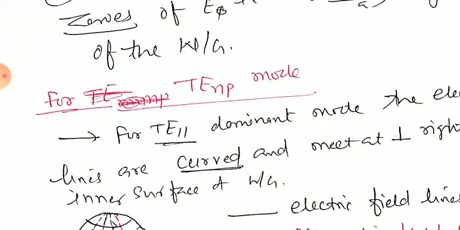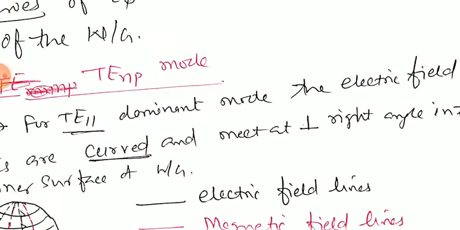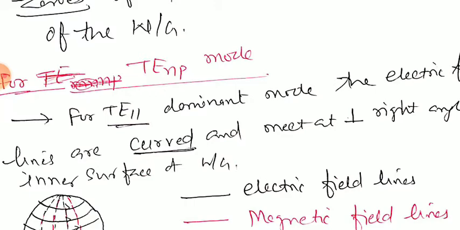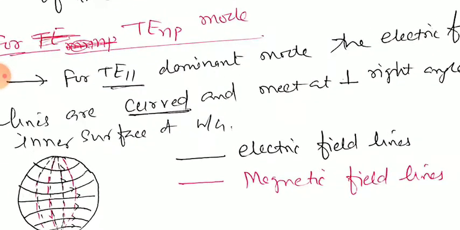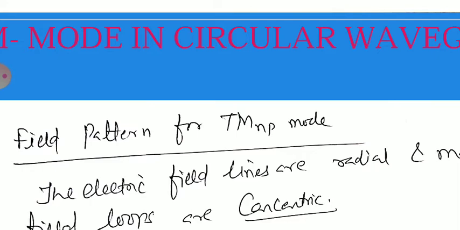So for the TEnp mode, the TE11 dominant mode has electric field lines that are curved and meet the inner surface of the waveguide at a perpendicular right angle. From the figure it is clear that the dark black lines are electric field lines, and their characteristic is that they are in curved form. Second, they meet the circumference at 90 degrees. And similarly the dotted red lines indicate the magnetic field lines, and they are perpendicular to the electric field lines; both are perpendicular to each other for the TE11 mode.